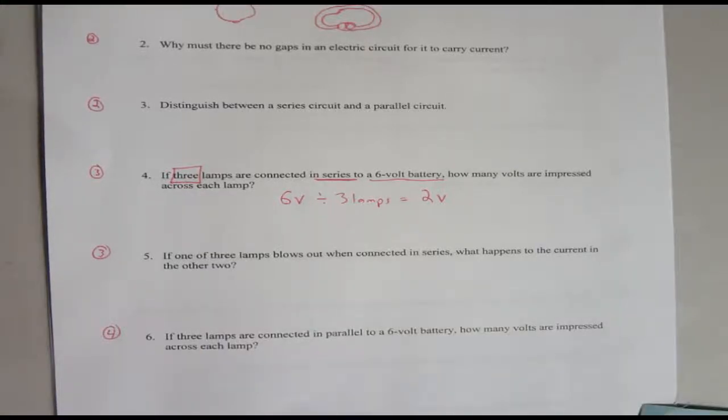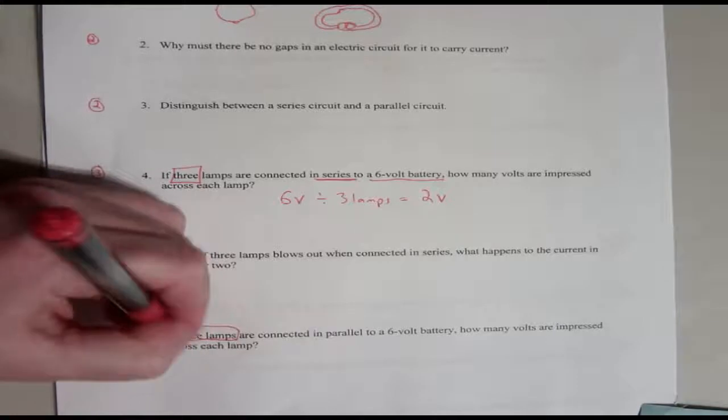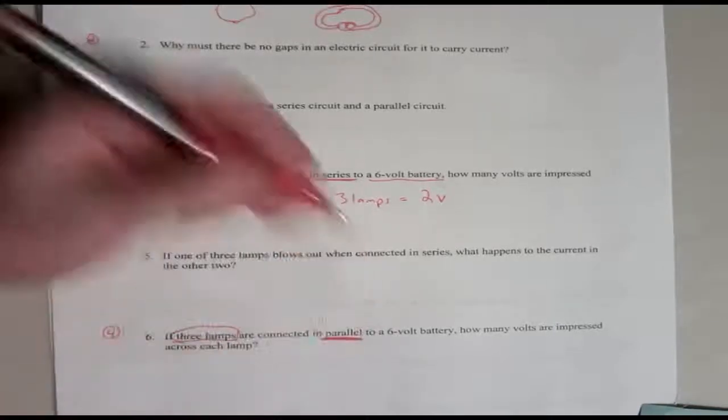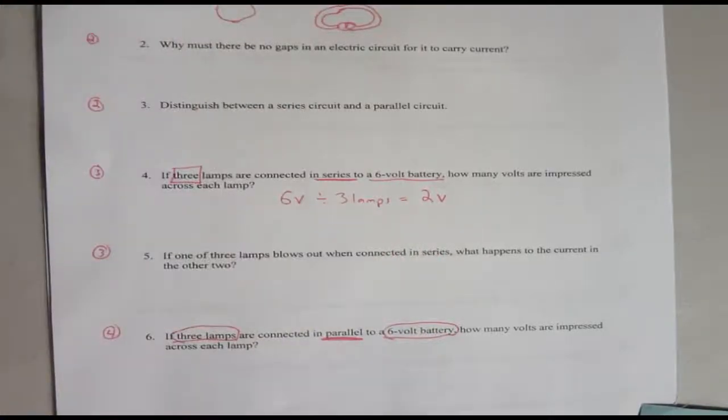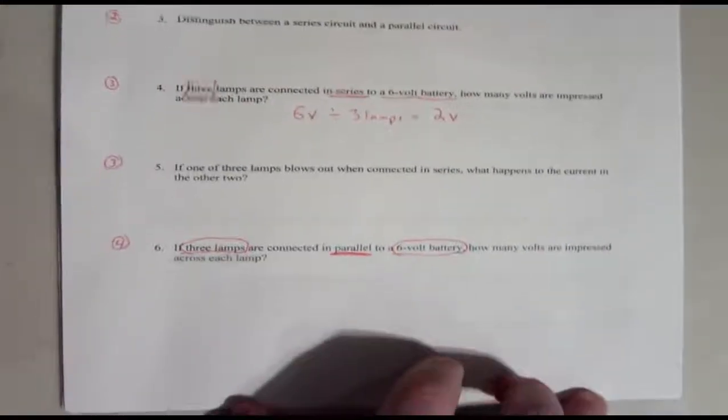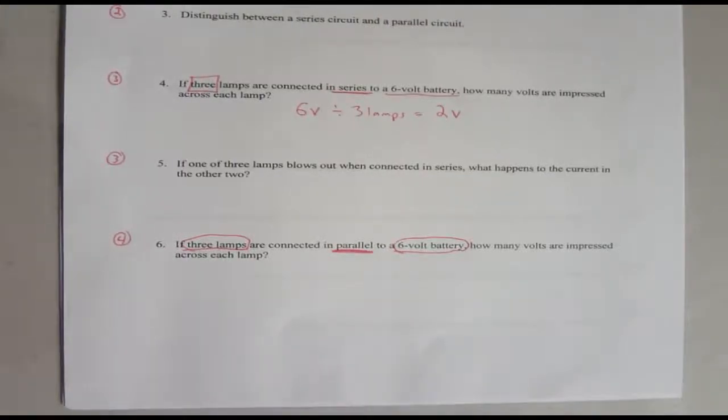All right, number 6. If 3 lamps are connected in parallel to a 6-volt battery, how many volts are impressed across each lamp? So let's do our highlighting real quick. So remember, we're doing 3 lamps, same amount of lamps, connected in parallel, so it's a parallel circuit, and then it's to the same 6-volt battery. How many volts are impressed, or put across, each lamp? All right, so let's move this up a little bit. So if 3 lamps are connected in parallel to a 6-volt battery, how many volts are impressed across each lamp?